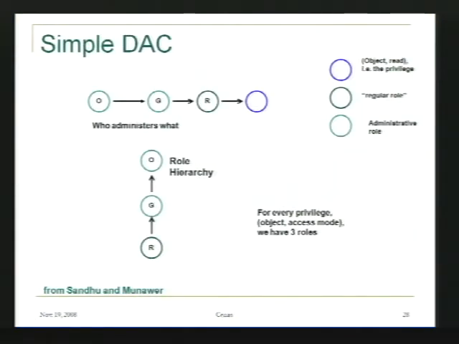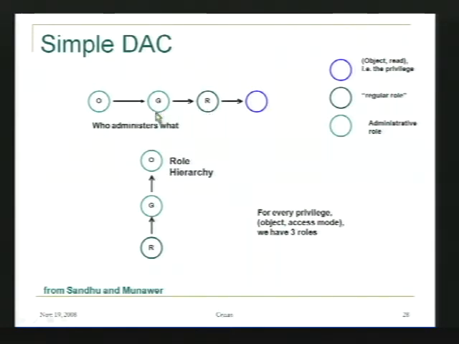So moving on then to simulating DAC. So we have these administrative roles. And what does this actually mean? So this was an original mapping that Sandhu and Munawar came up with. So we have the object here with its access mode. And then there's a regular role that contains that privilege. The blue thing represents a privilege. So you have a regular role that contains the privilege.